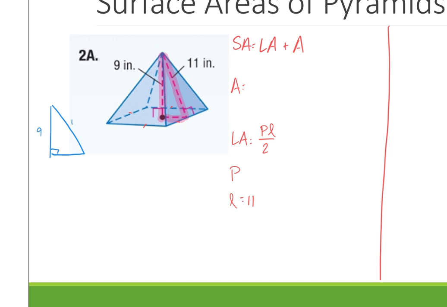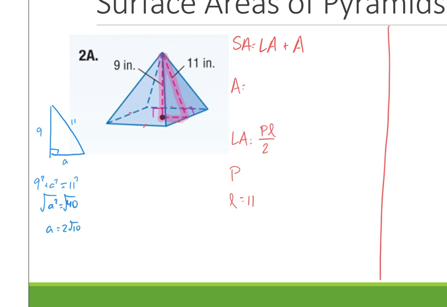So this is 9, this is 11, this is A from my apothem. And now it's just a rounded Pythagorean theorem. So 9 squared plus A squared equals 11 squared, which means we have A squared is equal to 40. And when I take the square root of both sides, A is going to be equal to 2 root 10. Okay, go ahead and leave it as an exact number for right now. We may convert to decimals later, but for right now, leave it as an exact number.